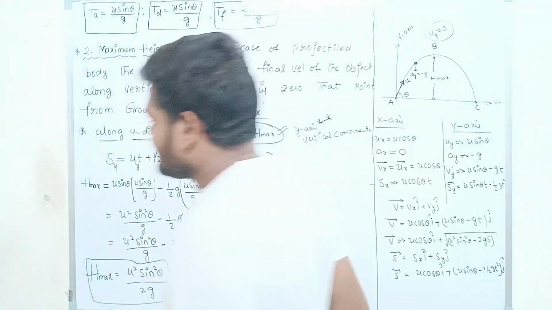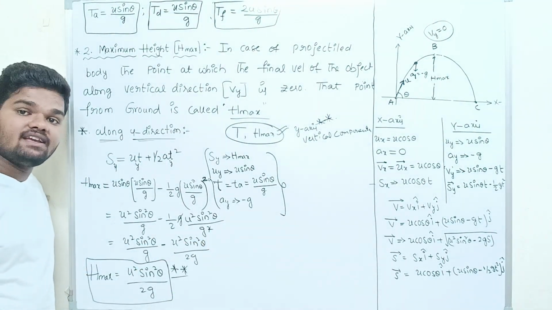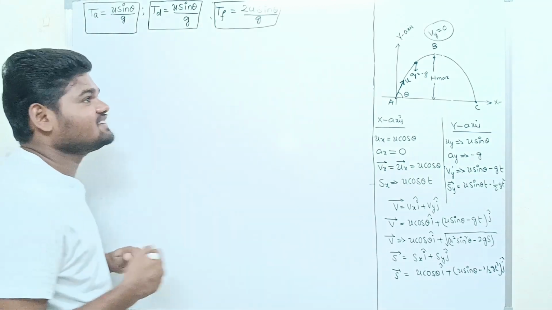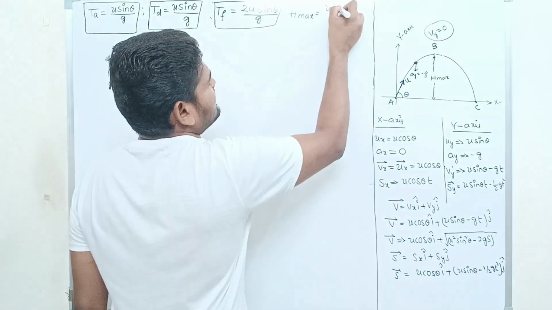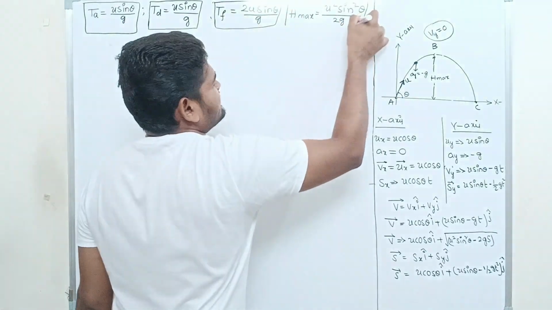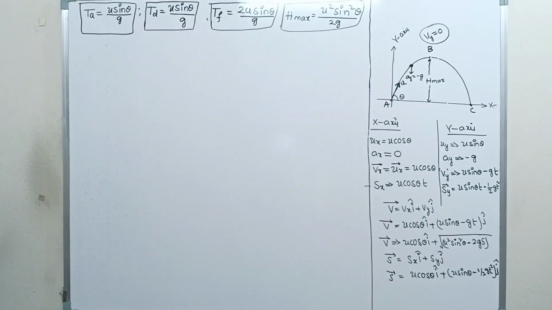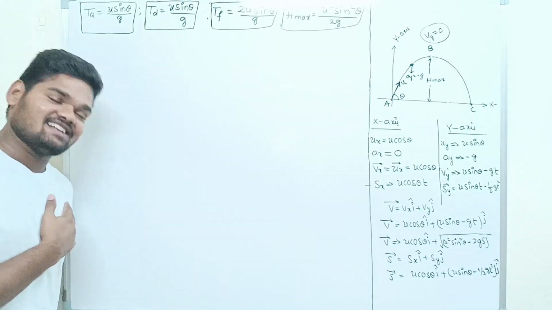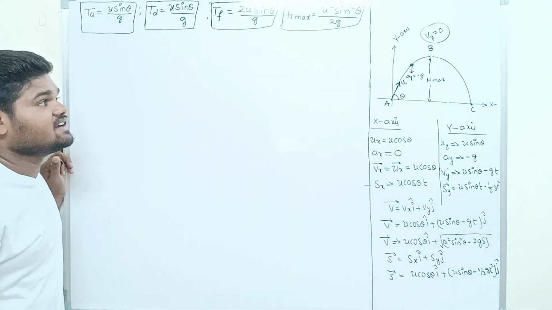Pause the video and write the equation for H maximum. Three, two, one, go. So we got the formula for H maximum. What is that? H maximum is equal to u square sin square theta divided by 2g. Are you getting it? Any difficulty? Are you able to see the board? Okay, it is clear. Good camera, good students, good teacher, everything is good. All is well. So we got the formula for H maximum, u square sin square theta by 2g.